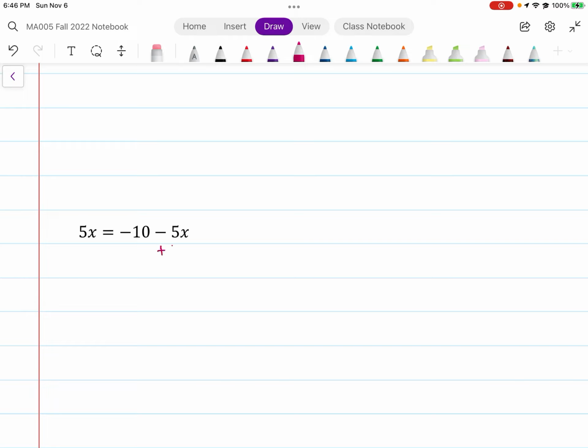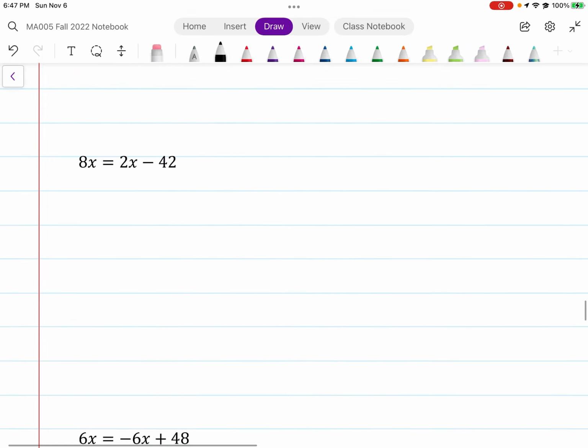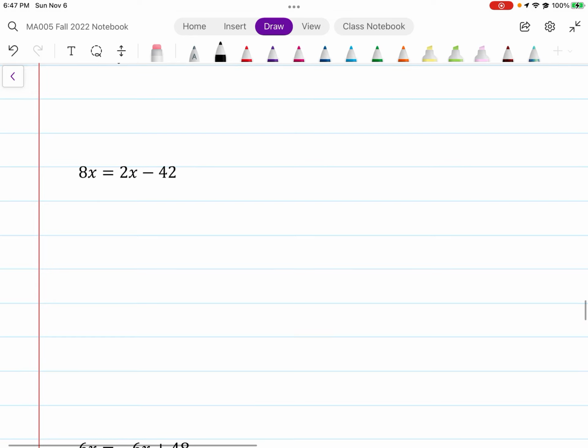All right, so I get plus 5x plus 5x. My 5x's go away. And I get 10x equals -10. Divide both sides by 10. And I get x equals -10 over 10 is -1. All right, try the next one if you'd like.